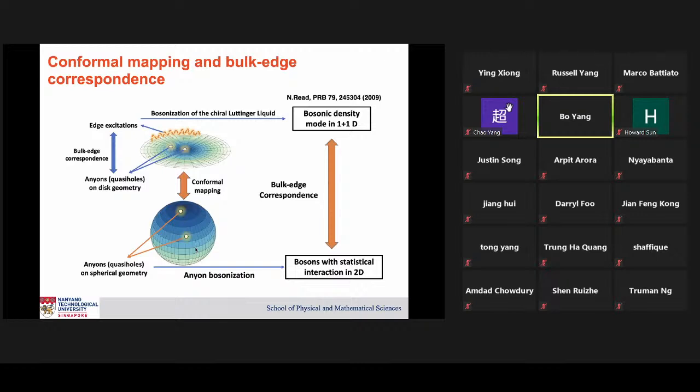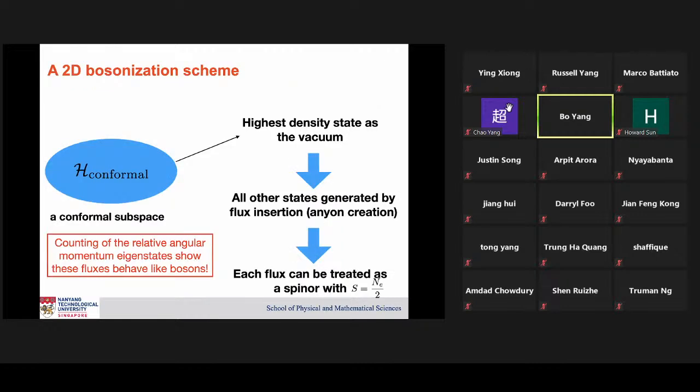It's a 2D bosonization, and we're not just talking about any fermions here, right? We're talking about anyons, because if you look at the fractional quantum Hall Hilbert space, anyons are the only physical thing that you can talk about. Okay, so we basically developed this particular microscopic formalism in bosonizing elementary degrees of freedom in a conformal Hilbert space.